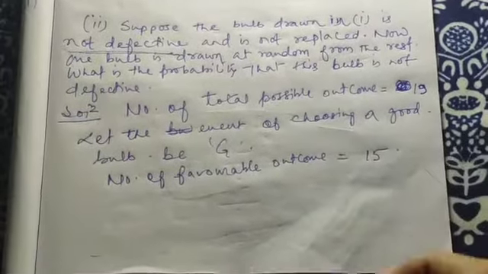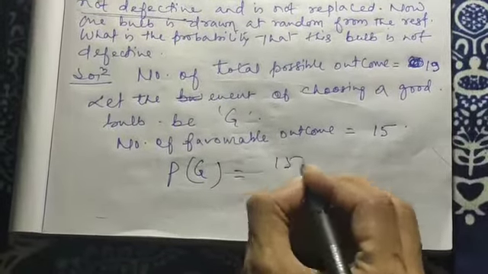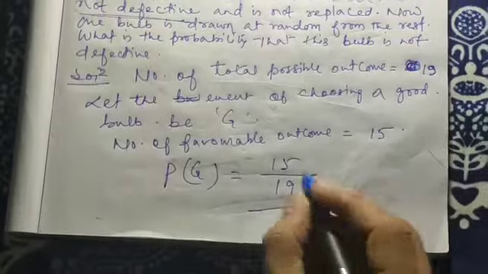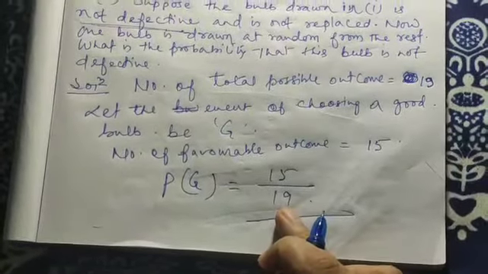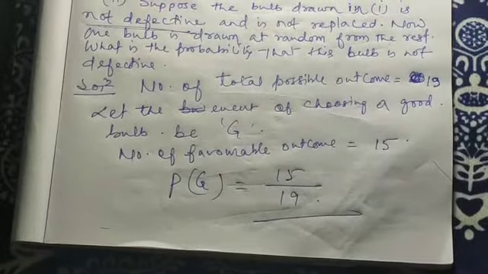So now the probability of a good bulb. Probability of a good bulb is 15 by 19. Number of favorable outcomes by number of total outcomes, 15 by 19. Clear? Let's see the next sum.